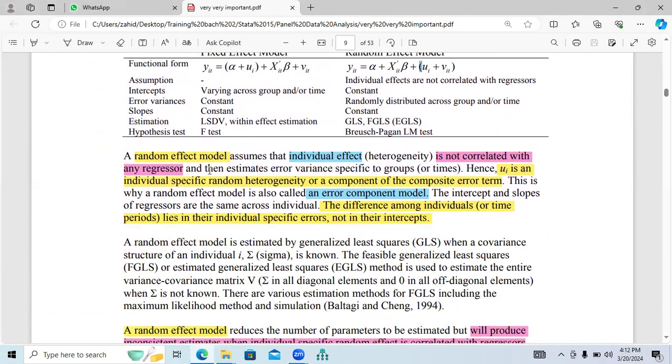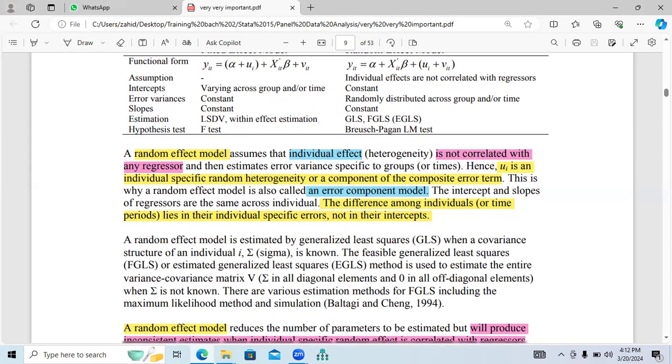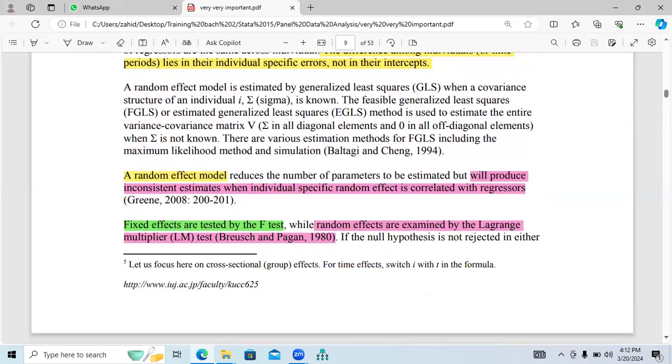Then you estimate error variance specific to group. Hence, U_i is an individual-specific random heterogeneity or component of the composite error term. This is why a random effect model is also called an error term component model, because your fixed effect goes into the error term component of that model. The difference among individual periods lies in the individual-specific error.